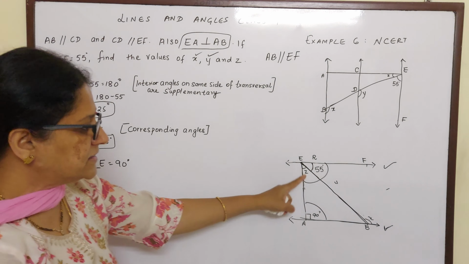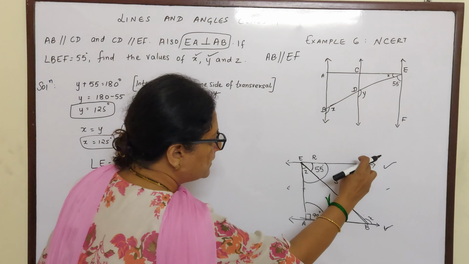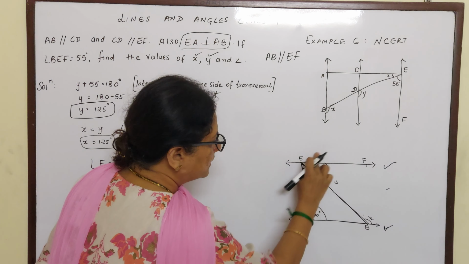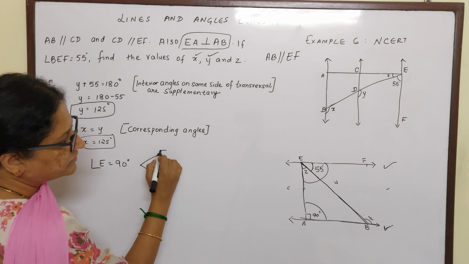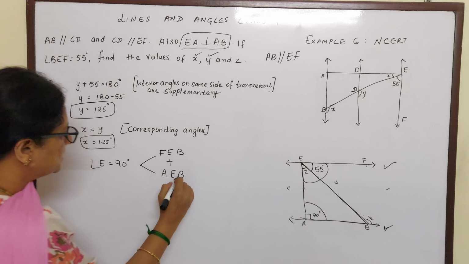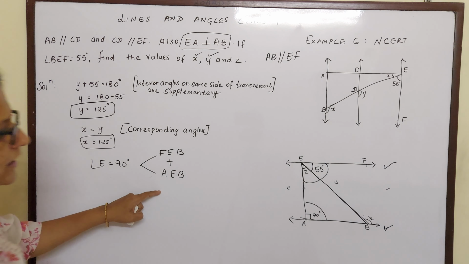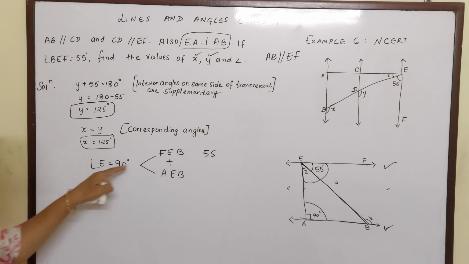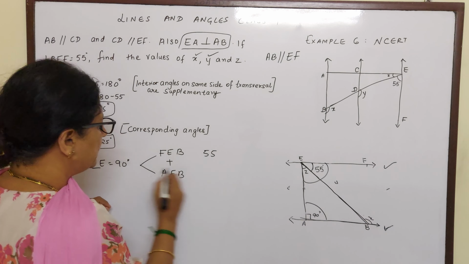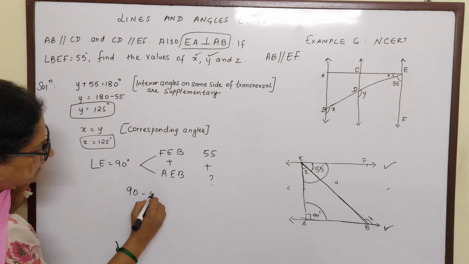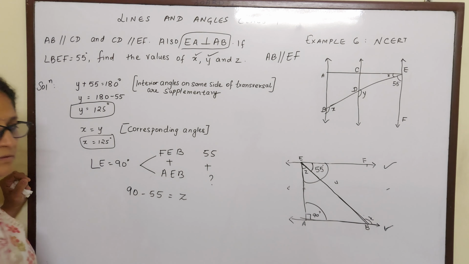But angle E is made up of two angles. What is that angle? FEB and AEB. So it is made up of FEB plus AEB. These two angles together make 90 degree. And we know FEB is already 55. So out of 90, if this is 55, then what will be this children? You have to just find out. So you should write 90 minus 55 is equal to Z degree.